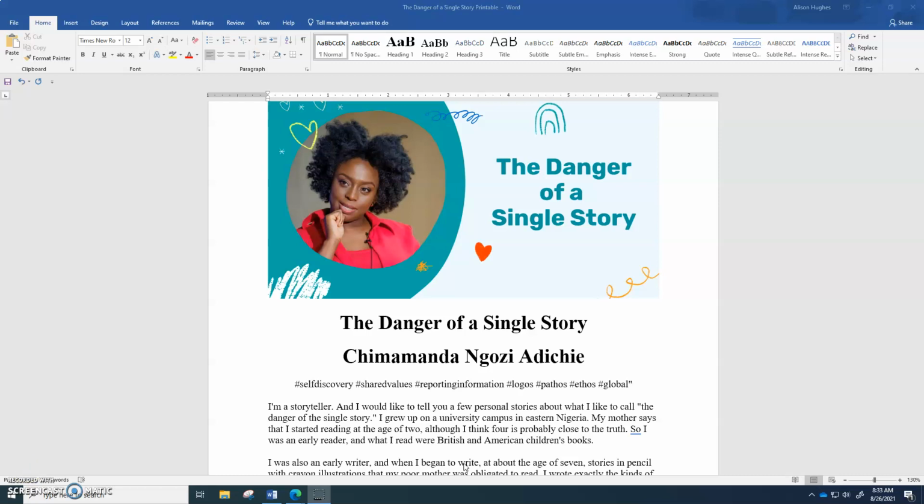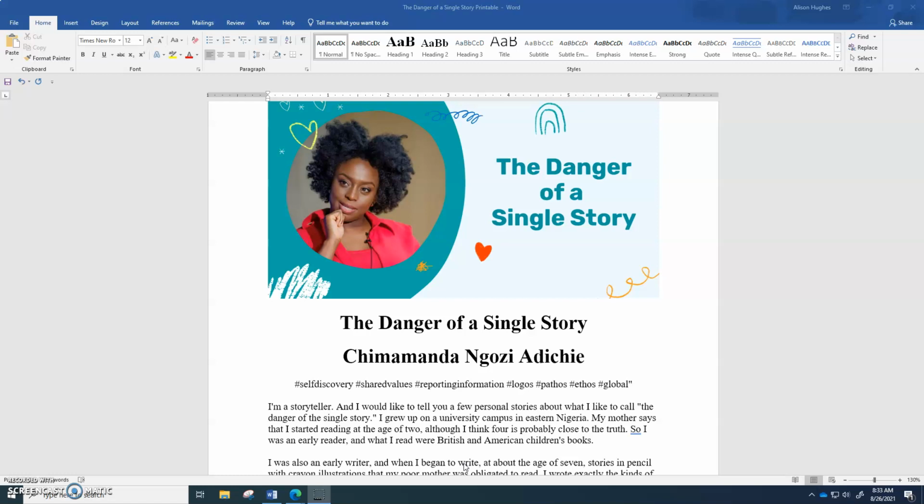Hi, this is just a quick video to show you how you can use the tools in Microsoft Word to annotate a reading. Keep in mind, before you begin any annotations, you do want to do a read-through of the entire text first so that you can get a feel for what the text is all about. Then you want to go through with your pen, pencil, highlighter, and do your annotations.